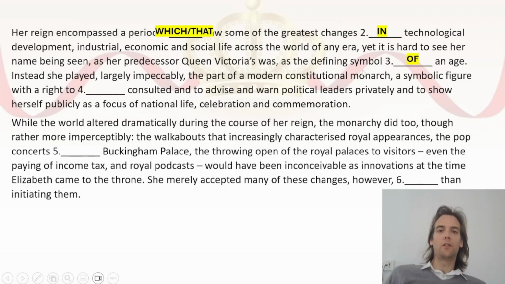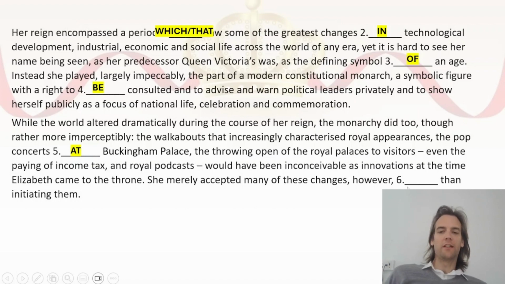She was the symbol of an age, or I guess Queen Elizabeth, the point is she was not the symbol of an age like Queen Victoria was. She had a right to be consulted. Obviously, she was born with a right to be consulted more than other people. And number 5, where are these concerts? They are at the palace. If we're talking like a party, a concert, we say at.